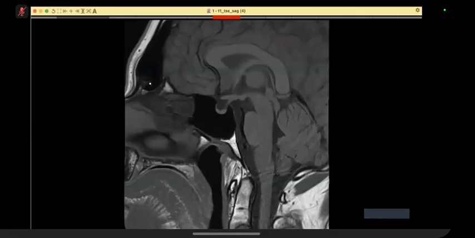This is a posterior pituitary agenesis with a possibility of a pituitary adenoma or a Rathke's cleft cyst in the anterior pituitary. Okay.